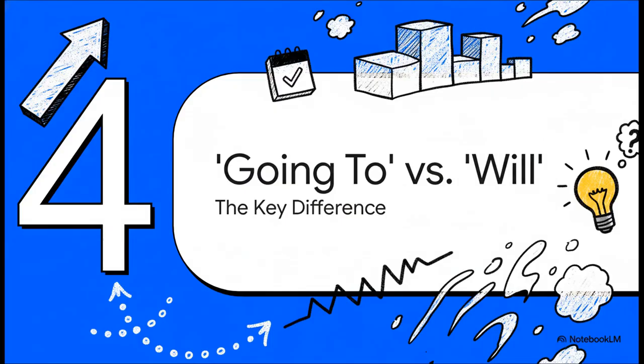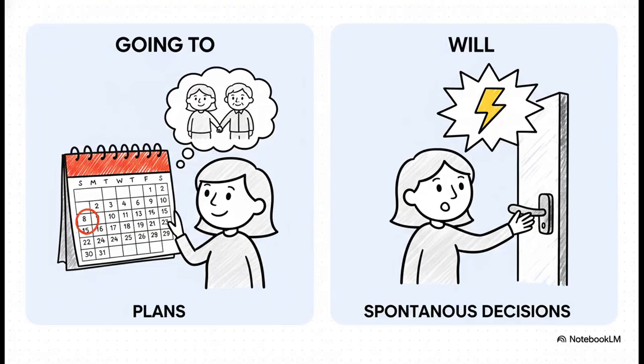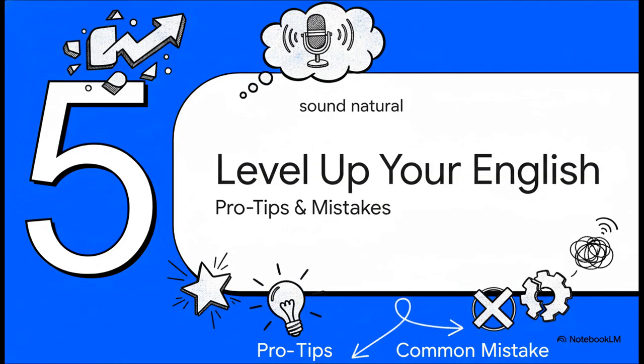Okay, this next part is a big one. A really common point of confusion for English learners is the difference between going to and will. I mean, they both talk about the future, but they do it in really different ways. So here is the main difference in a nutshell. Going to is for things that are planned. I'm going to visit my grandparents means you decided that yesterday or last week. Will, on the other hand, is for spontaneous, in-the-moment decisions. The doorbell rings and you just react. I will get it.